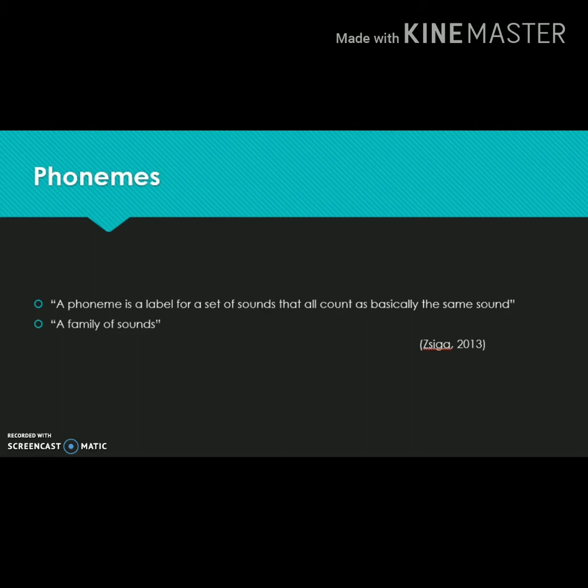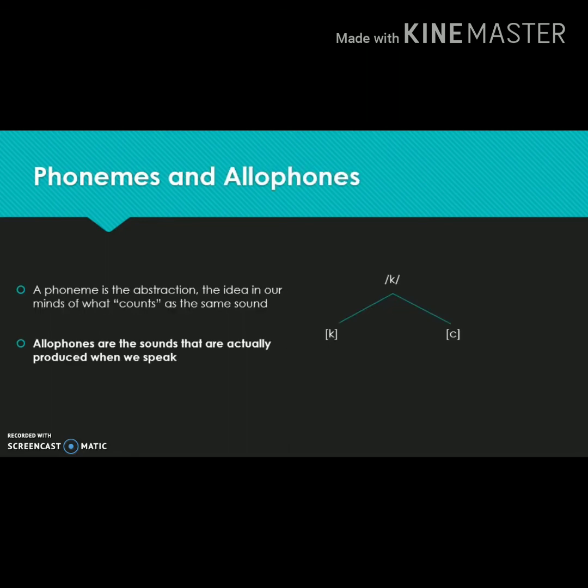Another way you might want to think about this is the fancy definition from Zsiga, that a phoneme is a label for a set of sounds that all count as basically the same sound, right? It's a family of sounds. They should have family resemblance, but if you try real hard, you can see those differences, right? Okay, so the phoneme is the abstraction, the idea in our minds of what counts as the same sound, but the allophones are the sounds that are actually produced when we speak.